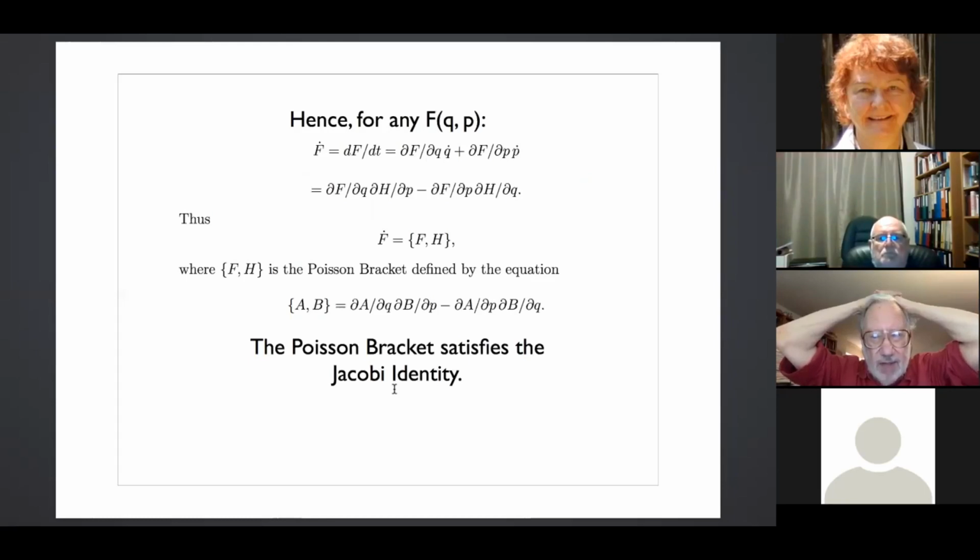He had proved that f dot is equal to the Poisson bracket of f with H, where the Poisson bracket of A and B is by definition this differential expression, dA dq times dB dp minus dA dp times dB dq, changing the order of whether you differentiate with respect to p or with respect to q. And it turns out that Poisson brackets behave like commutators. They satisfy the Jacobi identity, and Hamilton reformulated classical mechanics in terms of a non-commutative world where the non-commutativity was built into Poisson brackets, not in commutators.